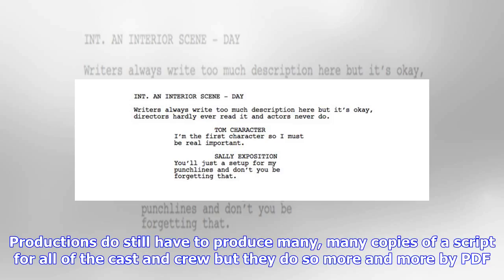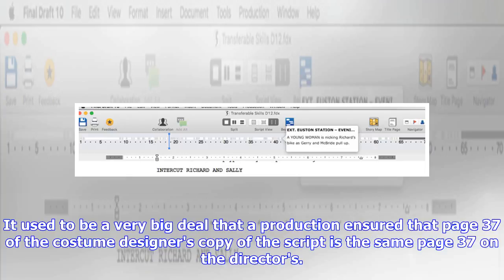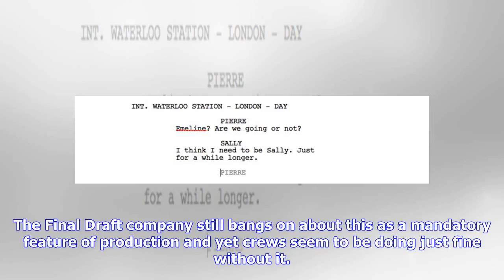Productions do still have to produce many copies of a script for all of the cast and crew, but they do so more and more by PDF. It used to be a very big deal that a production ensured that page 37 of the costume designer's copy of the script is the same page 37 on the director's. The Final Draft company still bangs on about this as a mandatory feature of production, and yet crews seem to be doing just fine without it.